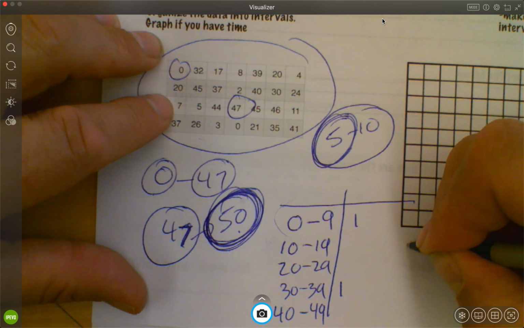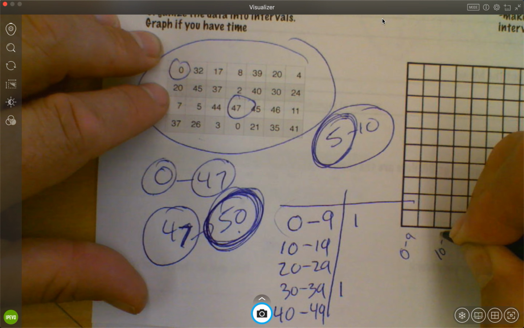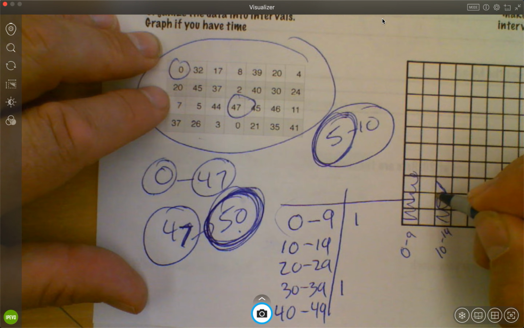So maybe I'm doing a bar graph, so 0 to 9 goes here, and maybe 10 to 19 goes here, and then I color in how high these things go.